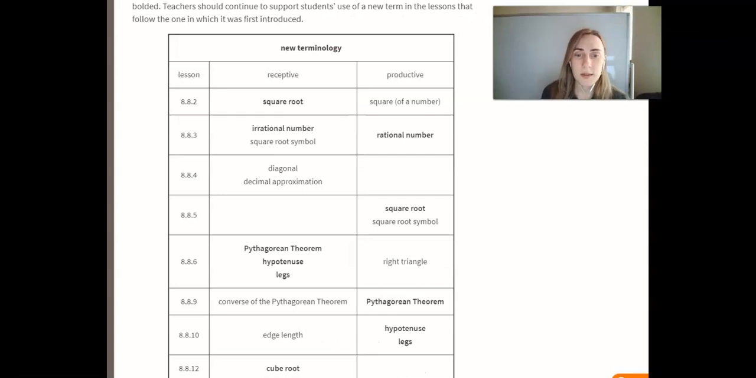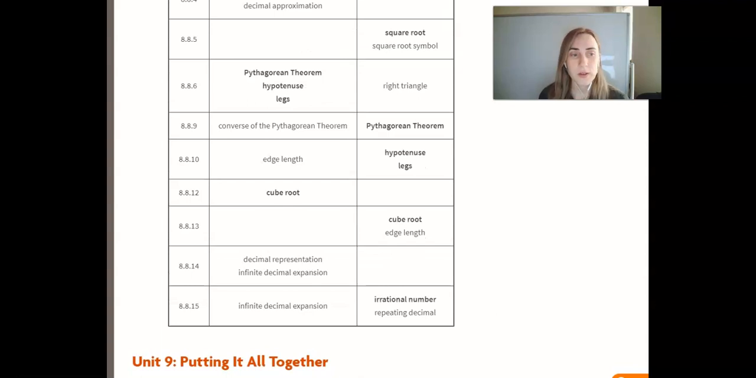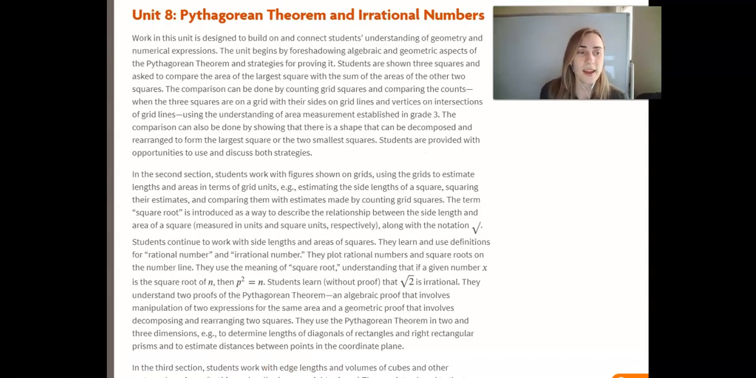And I'll move down the table just so we can see all of the vocabulary. And you can pause as needed if you do not, for some reason, have access to the scope and sequence. Although, again, you can always make your free account to get here on openupresources.org. Here I am back at the top of the scope and sequence.